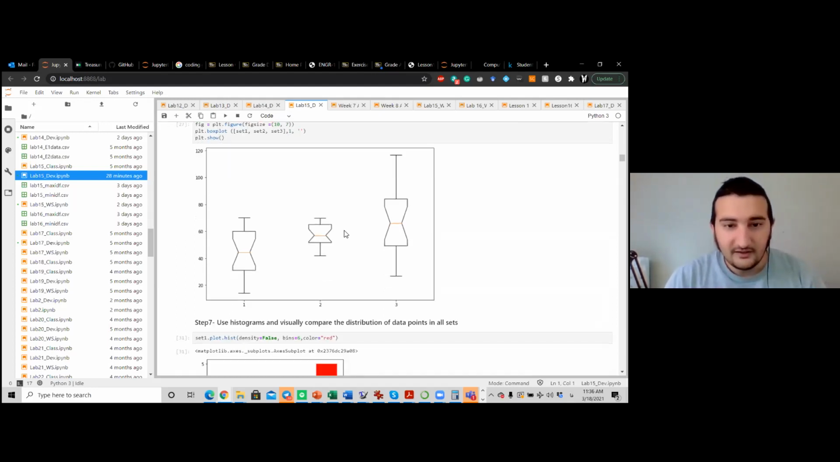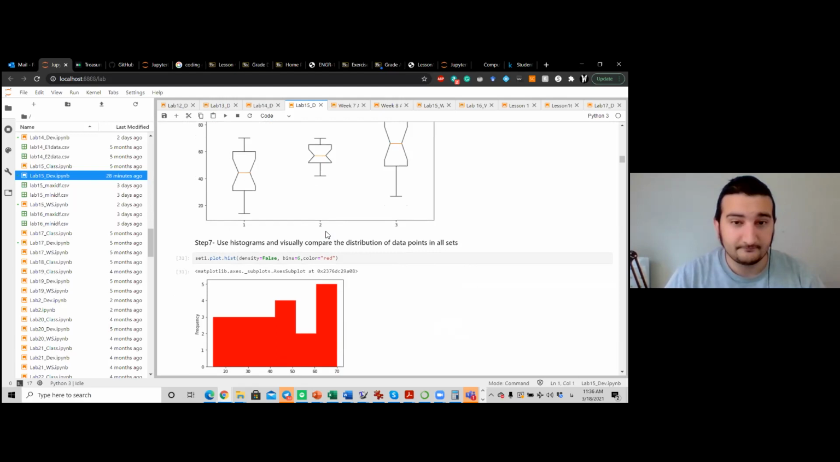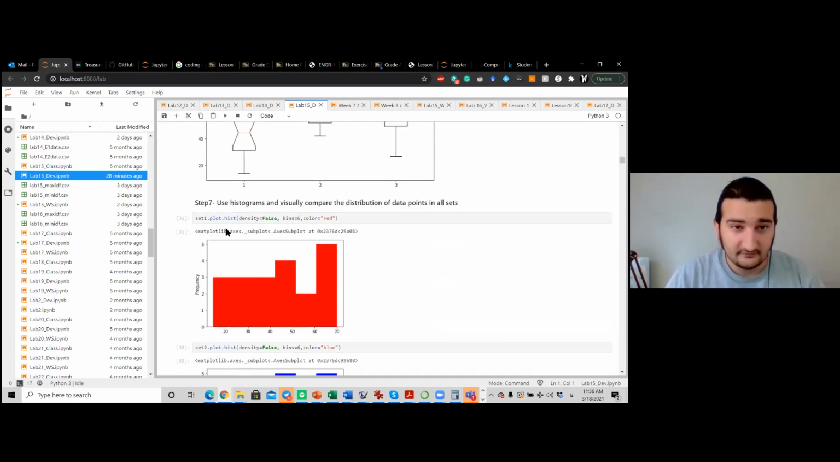Okay. We are going to use histograms to visually compare the distribution of data points in all sets. Set one, I'm plotting it with 6 bins and with a red color. What kind of distribution do you see here?